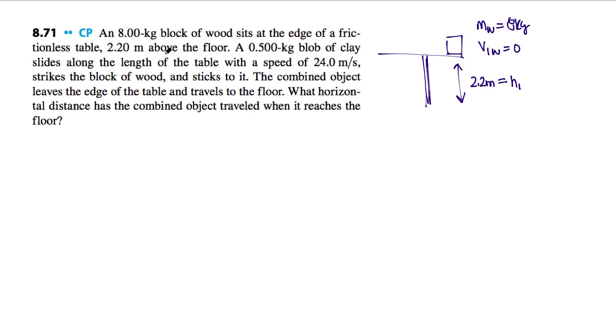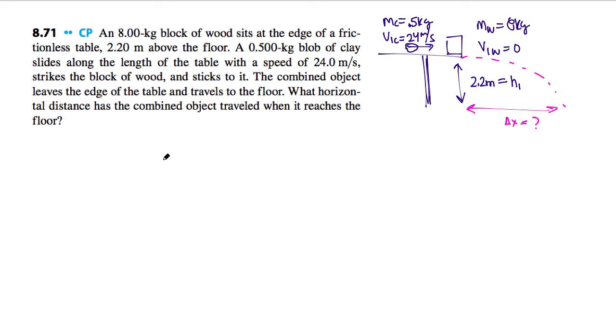Then there is a blob of clay that slides along the table, I'm assuming without friction, with some speed. The mass of this clay is 0.5 kilograms, and the speed of the clay initially is 24 meters per second. The combined object leaves the edge of the table and travels to the floor. What horizontal distance will it travel when it reaches the floor? Or will it have traveled? This will make some kind of path off of here, and we want to know the distance that it goes. We'll call this distance d, or actually we'll call it delta x.